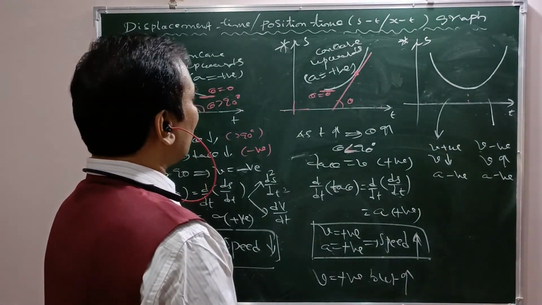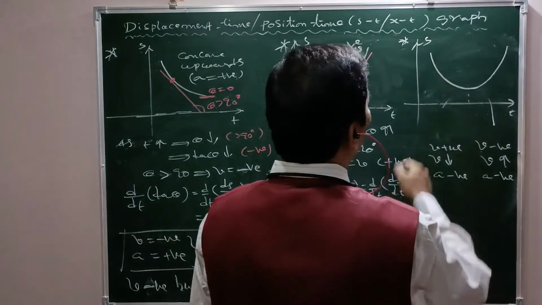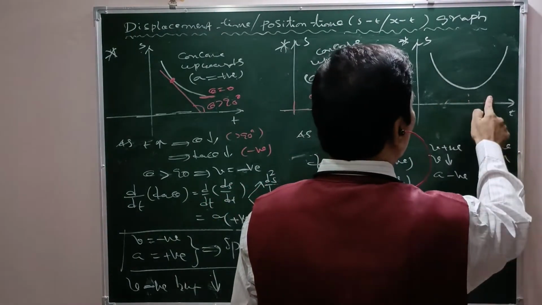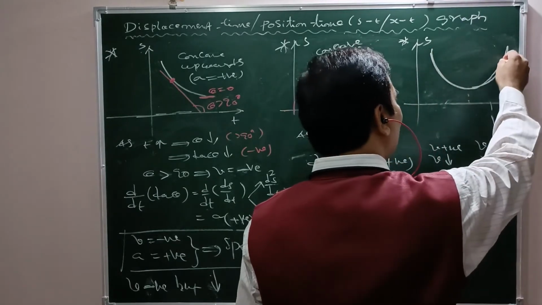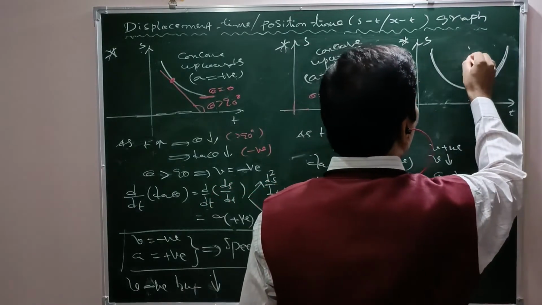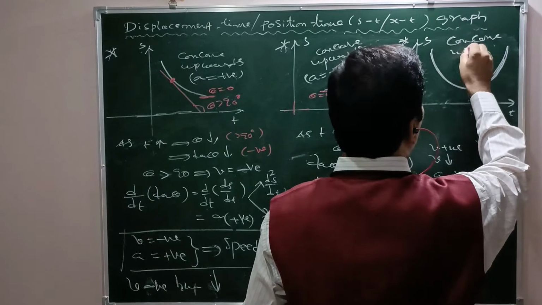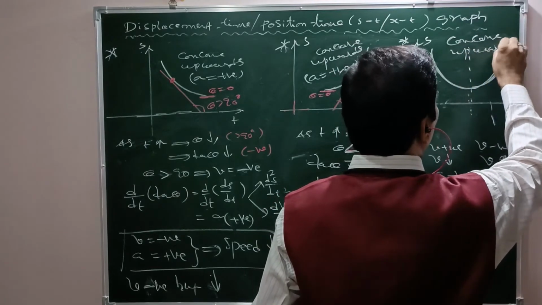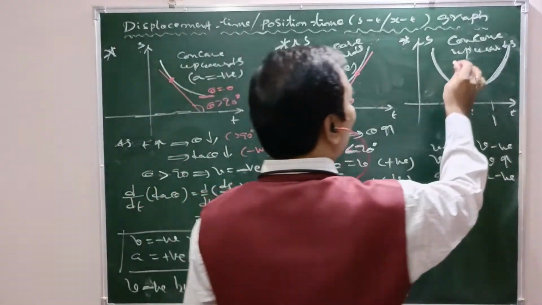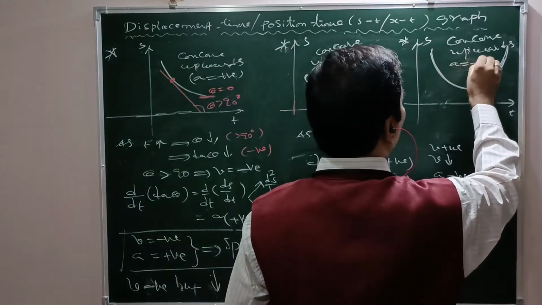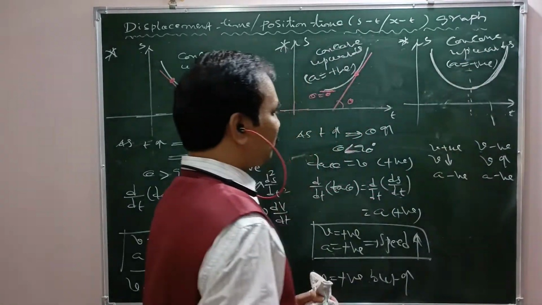Alright. Now here, what about displacement versus time? The graph is like that. See, if I divide two halves, concave upwards. Concave upwards means common factor is acceleration is positive, right? So here also positive, here also positive.